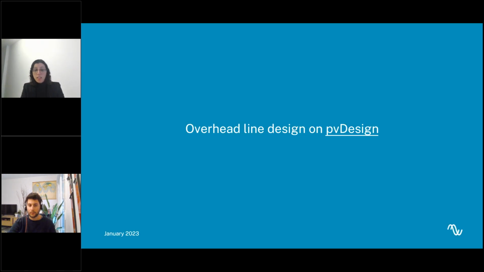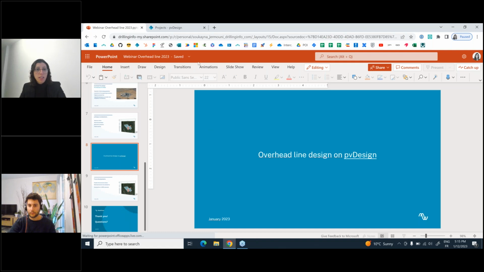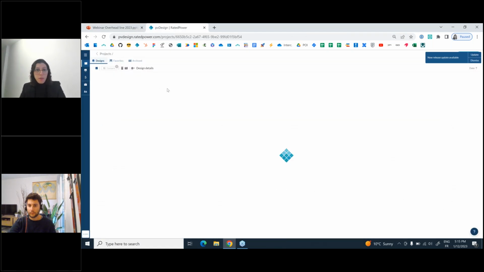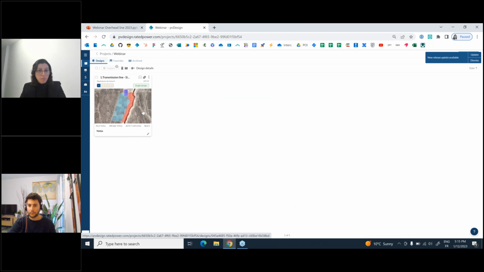By seeing all of that, the best way to do it is to actually jump into pvDesign and show you directly how all of these inputs work and how everything is connected and how you can design that on pvDesign. So as you can see here, I already have a design already made, but I can just clone it quickly.